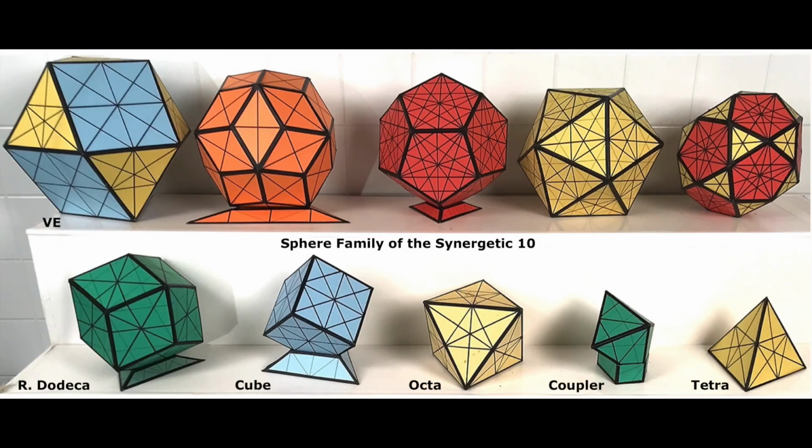This video is an exploration of the 6 all-space filling systems of the sphere family in the synergetic tin. We will search for the core structural memories that make these building patterns possible. There are 3 that fill all space by themselves: the cube, the rhombic dodeca, and the coupler. The octa fills all of the space without gaps when paired with a tetra or a VE.